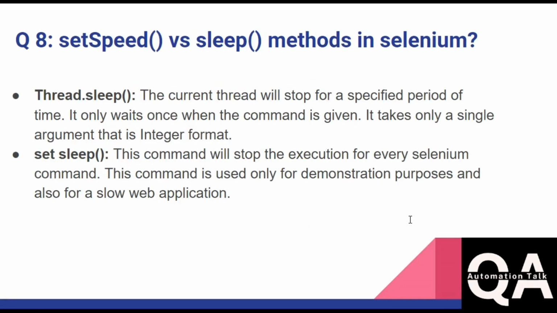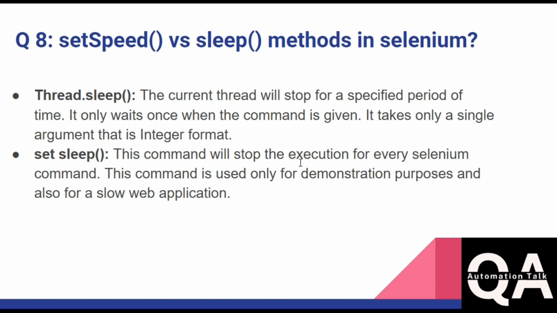The question is, what is the difference between setSpeed and sleep methods in Selenium? The Thread.sleep method is going to stop the current thread for a specific amount of time that you give in the argument. It only waits once, where the command is given. Whenever you write Thread.sleep, it stops over there only. But setSpeed is going to wait for every execution of every Selenium command, for that particular amount of time that you give.